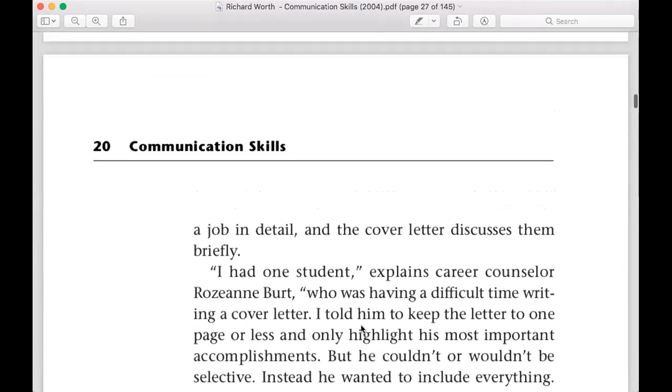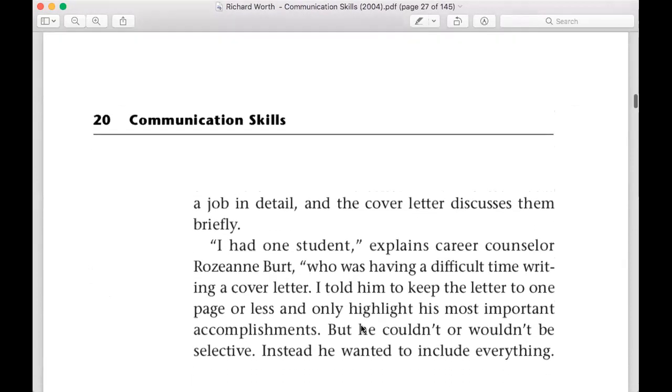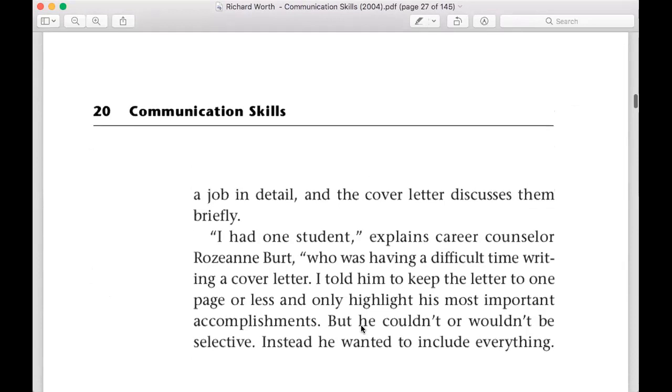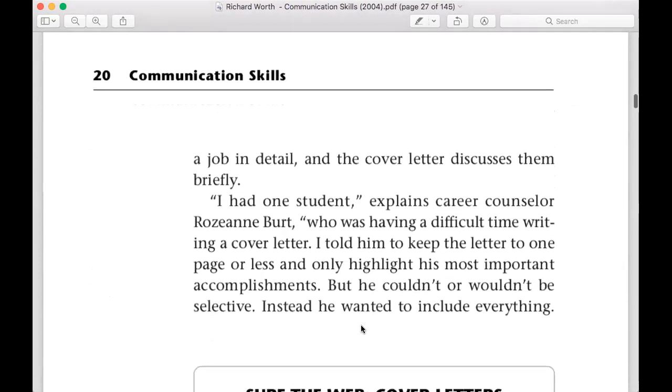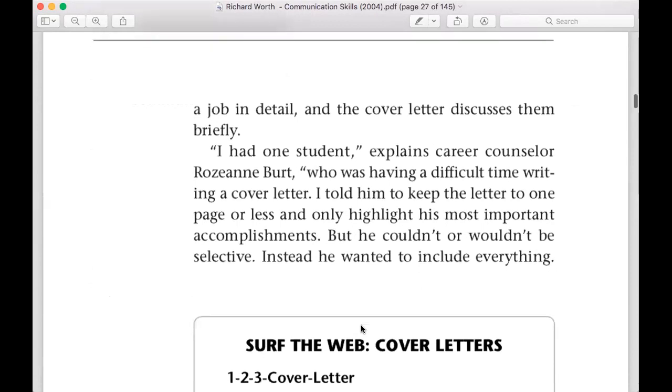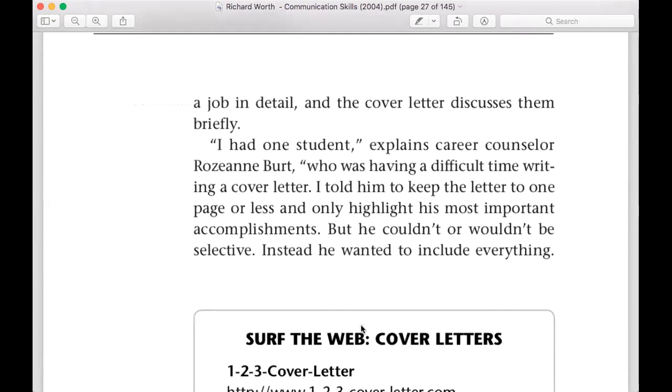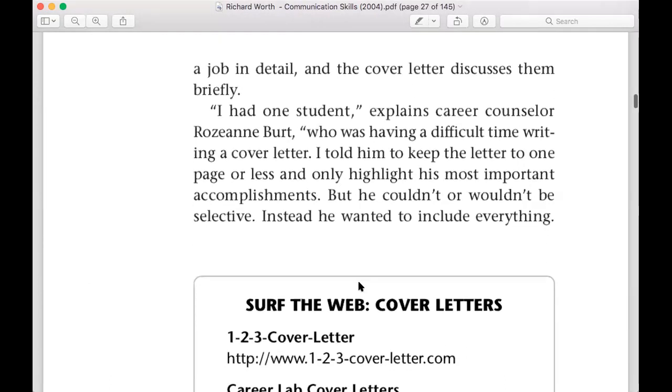This is Richard Worth's Communication Skills Library, and we are reading page number 20 today. If you have the books, good enough. Otherwise, you can read from my screen too. But of course, I would not be changing the pages as you read, right? You would be reading at your own speed.